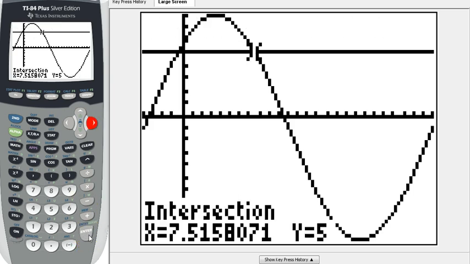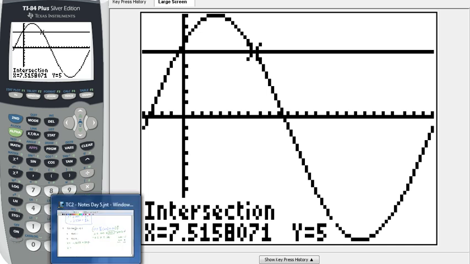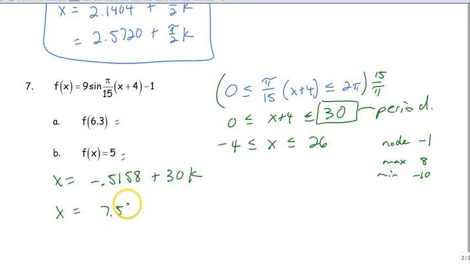And obviously, guys, if you're really getting this, you can start fast forwarding through things and just checking your answers. Why don't you try it on your own? I just have to go through it. 7.5158 plus 30k.